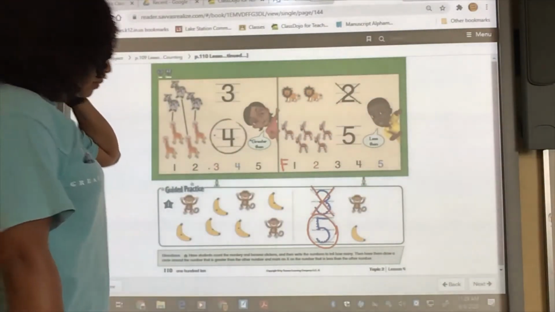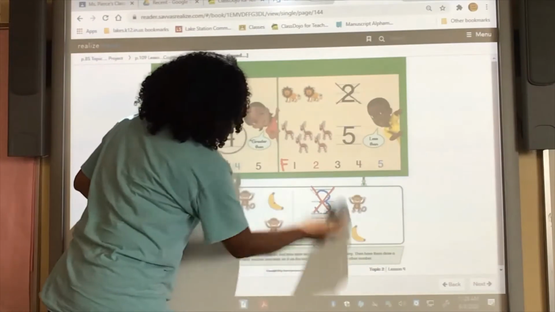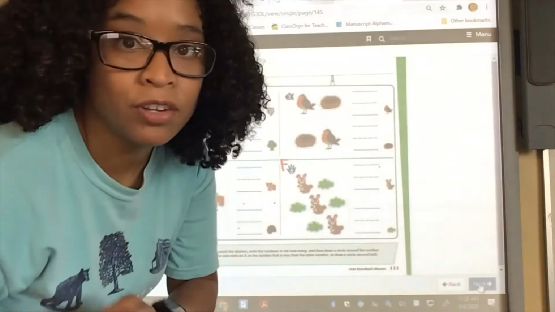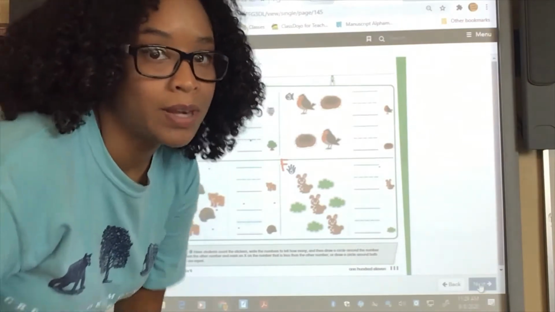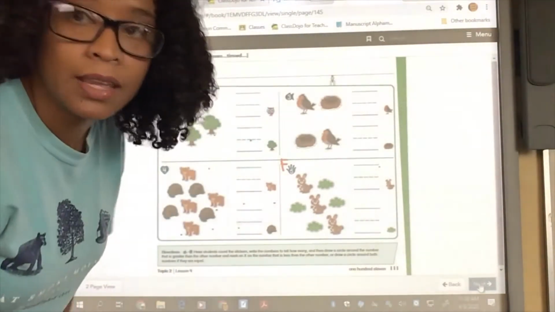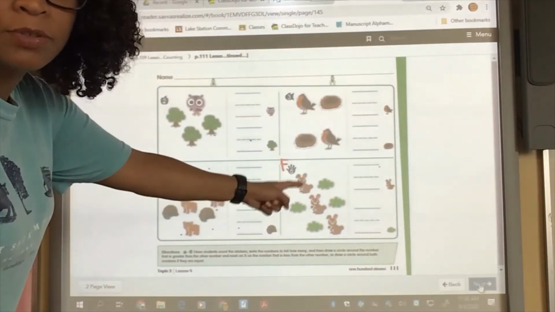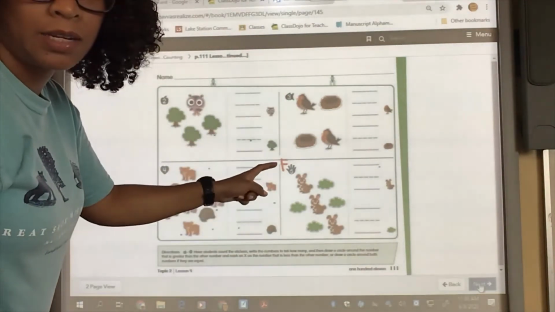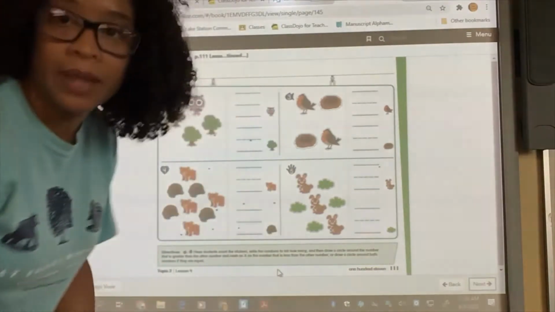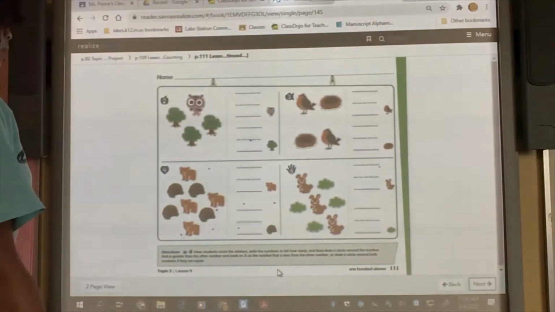All right, I'm going to turn the page again. Let me erase this. Don't forget to have your journal, your pencil, and your crayons ready to practice. Okay, so it looks like they have a few groups of objects they want us to compare. I need to erase that little F right there. All right, so we have some groups we need to compare.